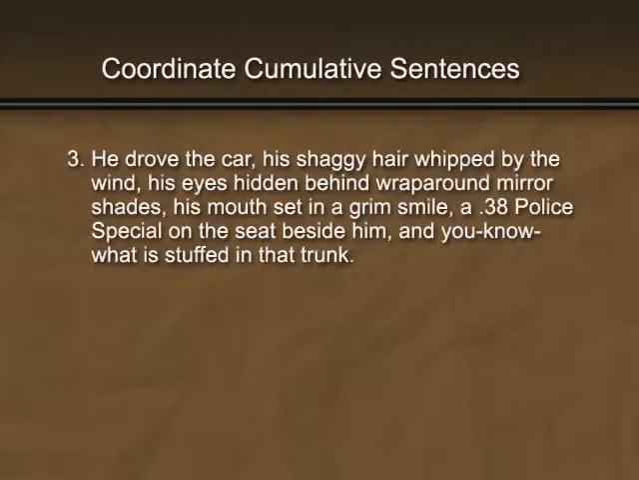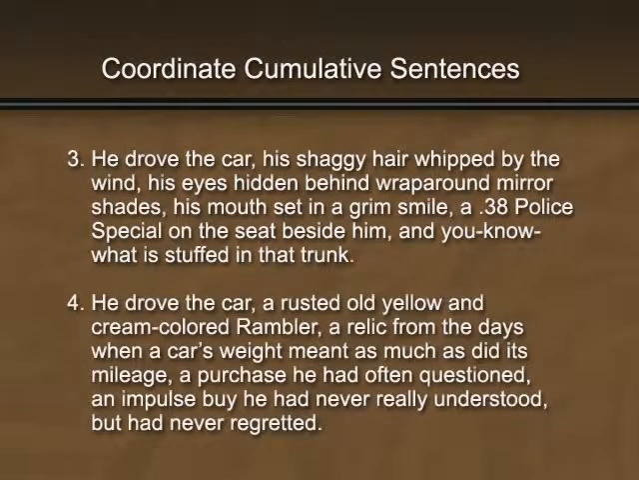He drove the car, his shaggy hair whipped by the wind, his eyes hidden behind wraparound mirror shades, his mouth set in a grim smile, a .38 police special on the seat beside him, and you know what's stuffed in that trunk. He drove the car, a rusted old yellow and cream-colored Rambler, a relic from the days when a car's weight meant as much as did its mileage, a purchase he had often questioned, an impulse buy he had never really understood, but had never regretted.